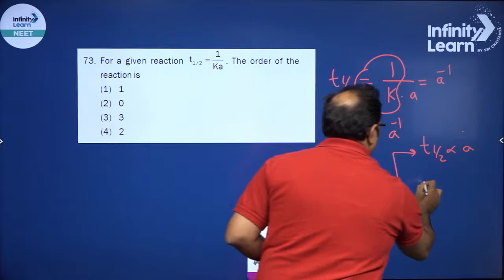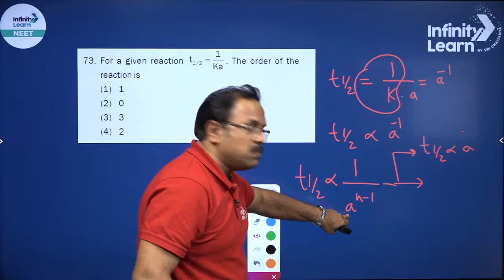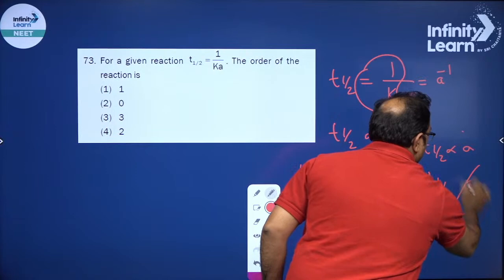In the case of first order reaction, this is 1 minus 1, this becomes 0. So therefore, T half does not have any dependence on the initial concentration. Then what is the order of the reaction? It is a first order reaction.